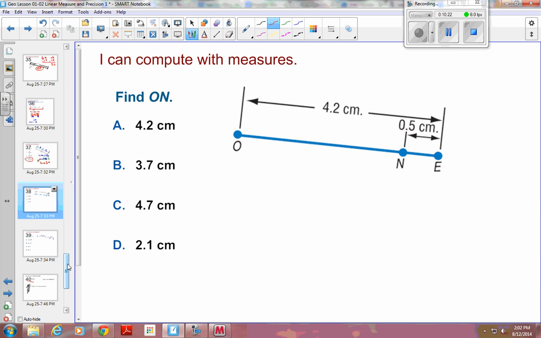Nope, I got two more examples, two more parts on this one. So if you want to find ON, ON is from here all the way to here. Take a moment, see if you can figure it out. Come back whenever you're done to see if you got it right.